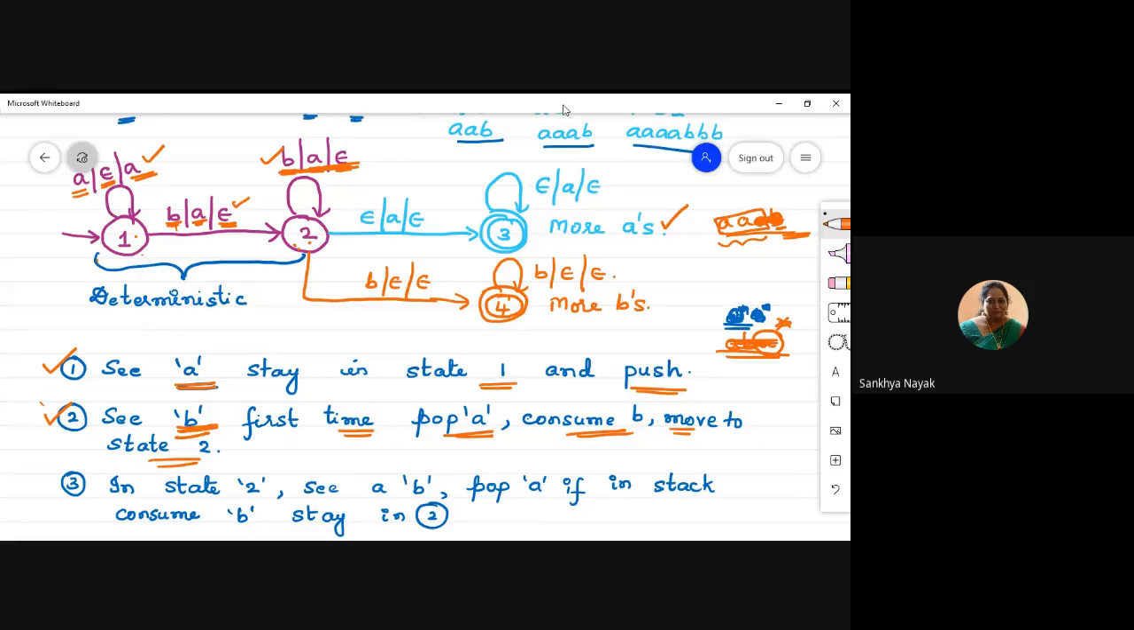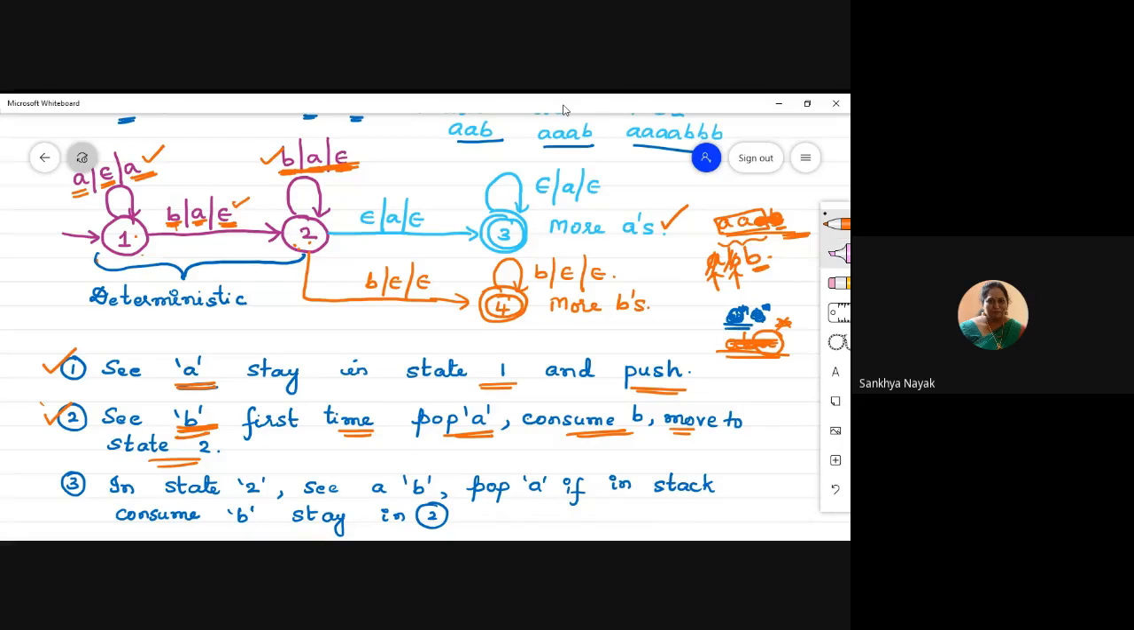So this represents the more A's case. Or I might come across a situation where I still have B's, but nothing is there in the stack. When will this happen? You pushed A into the stack. For a B, you pop this A, and you have input now, but there is nothing in the stack.